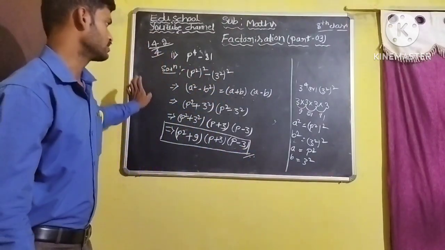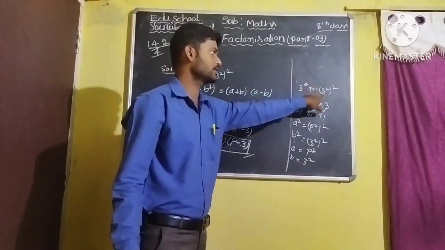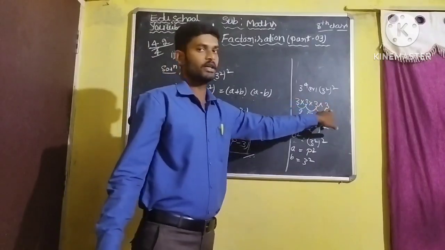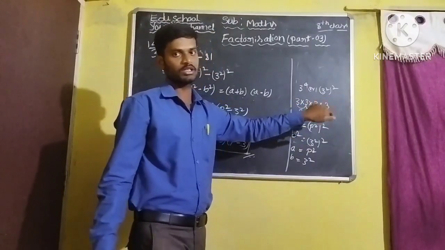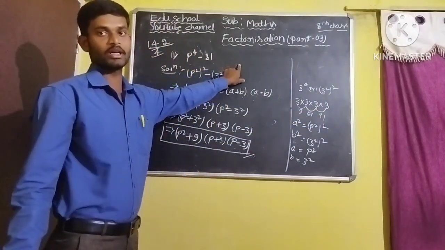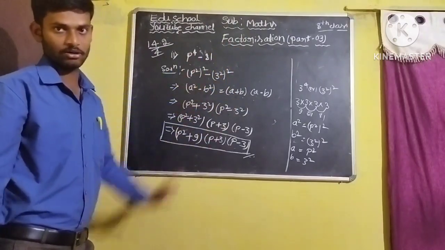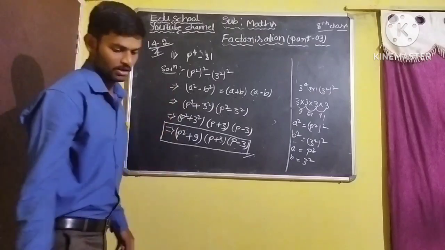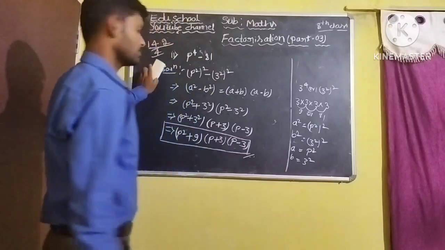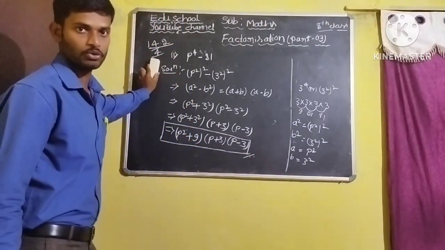Understood? What have we done here? 81 can be written as 3 to the power of 4 or 3 square whole square, because if we multiply 3 four times, we get 81. So that's why 81 can be replaced in the form of 3 square whole square. If we do this correctly, we can find the solution easily. Understood? OK, let us move on to the next problem. I can take a fourth problem somewhat different from the starting two problems.